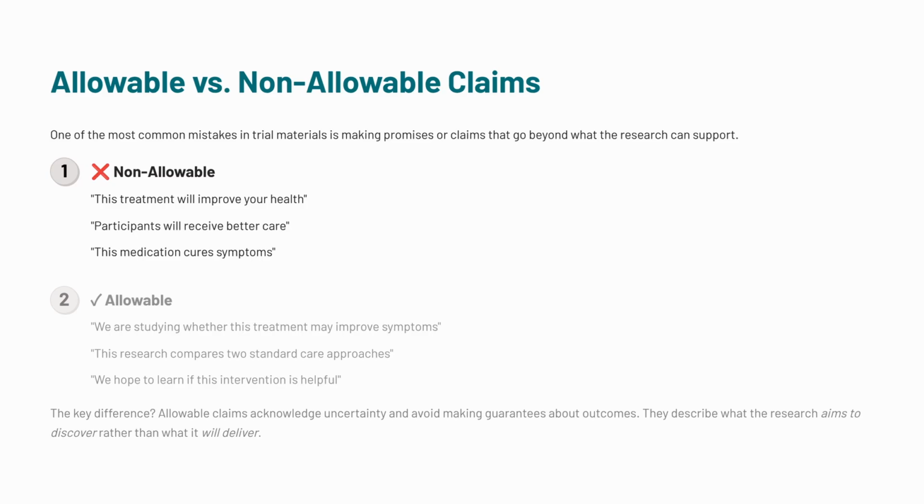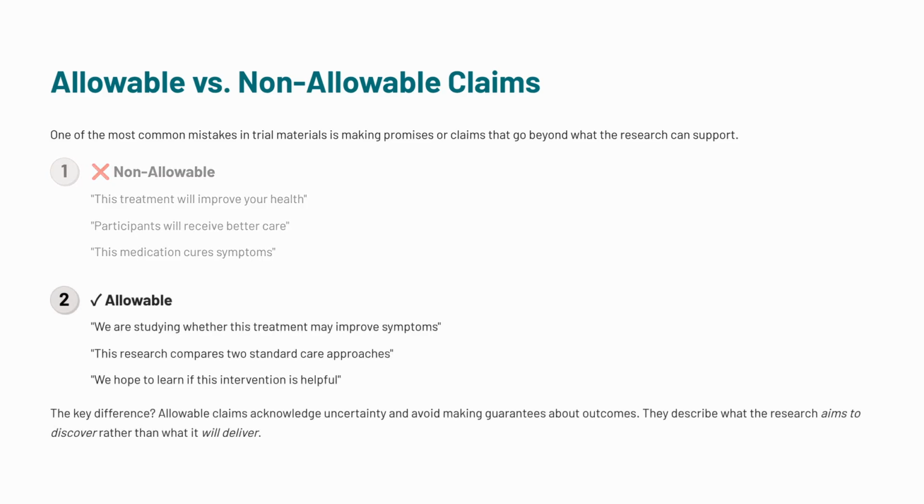This brings us to one of the fastest ways to get materials sent back for revision: allowable versus non-allowable claims. One of the most common mistakes is slipping into promises that sound reassuring but go beyond what the study can honestly support. These might include statements like, this treatment will improve your health. Participants will receive better care. Or, this medication cures symptoms. Those are guarantees, and they imply benefits you can't prove in advance.